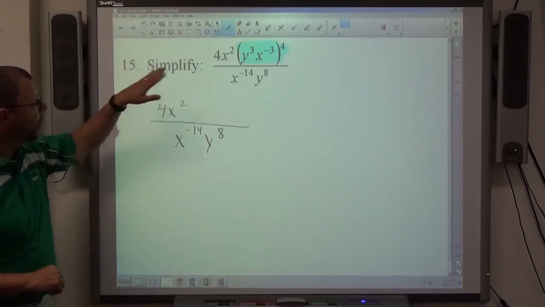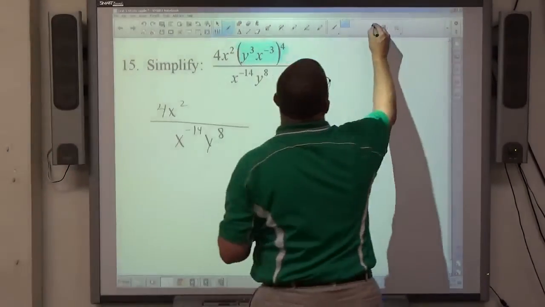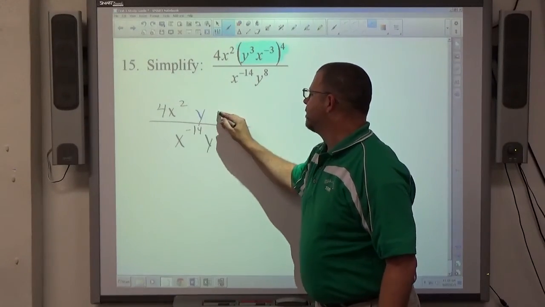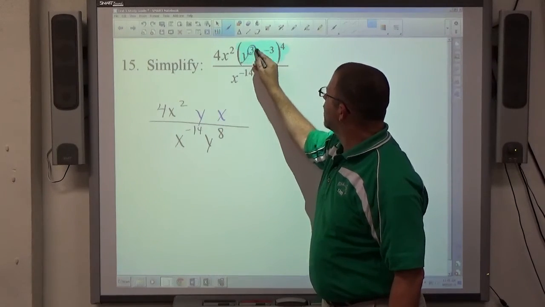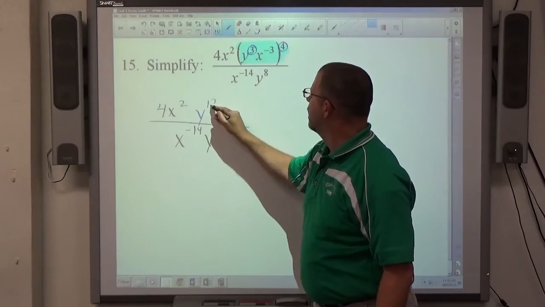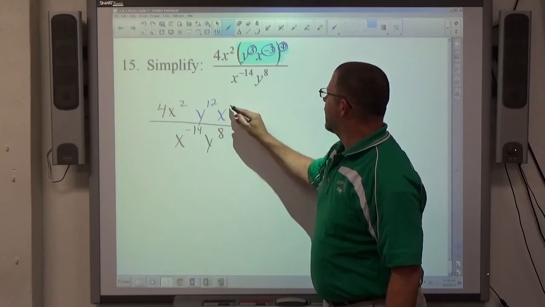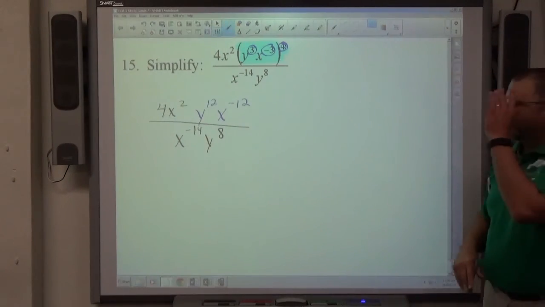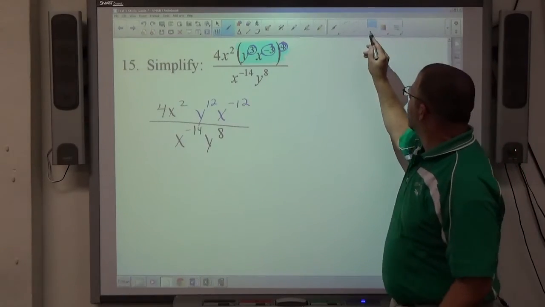We don't care about it because we care about this in this step. And the rule says that y and x stay the same. The powers change. 3 gets multiplied by 4 to make 12. Negative 3 gets multiplied by 4 to make negative 12. So that's all step 1 is. You deal with the parentheses issue. Everything else just moves along and you don't do anything to it.